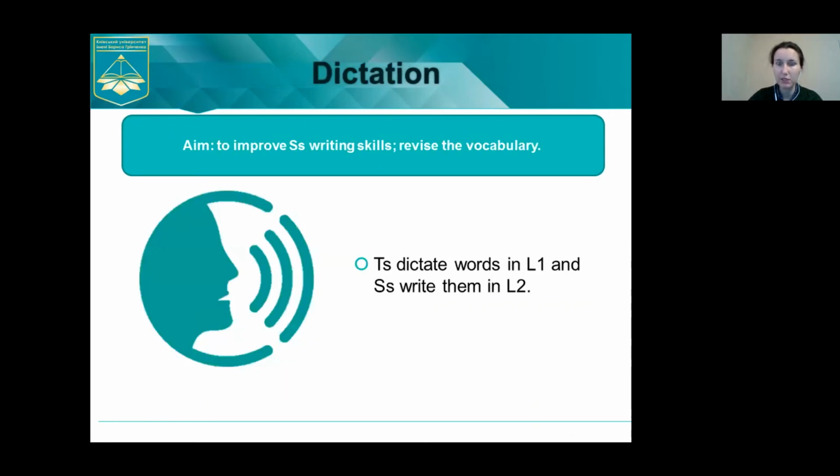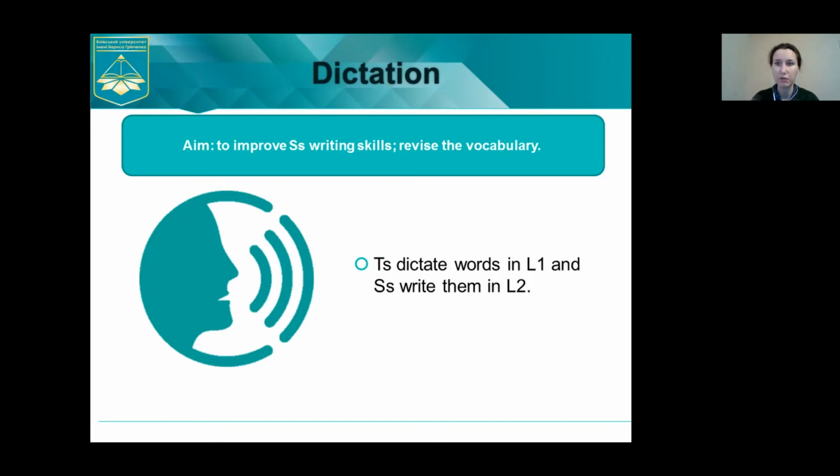Okay, the next activity is called the dictation, and it aims to improve students' writing skills and to revise the vocabulary. Teachers dictate words in language 1 and students write them in language 2. This is one of the ways how it can work. And it encourages translanguaging, and at the same time it helps students to build those correlation between these words in their mother tongue and in the foreign language.